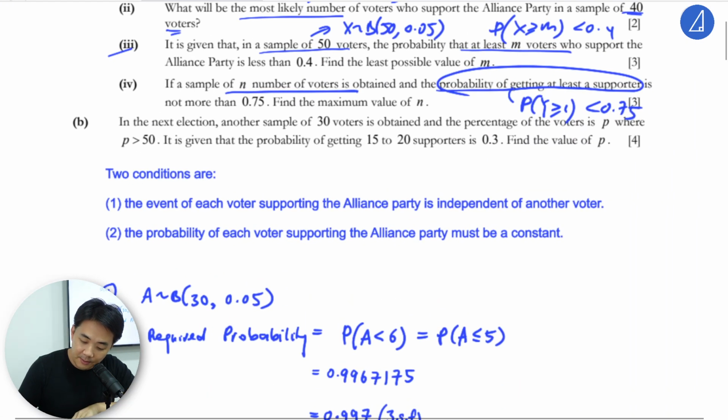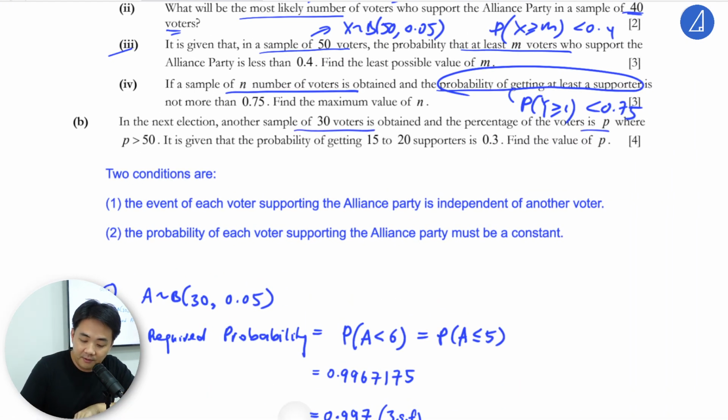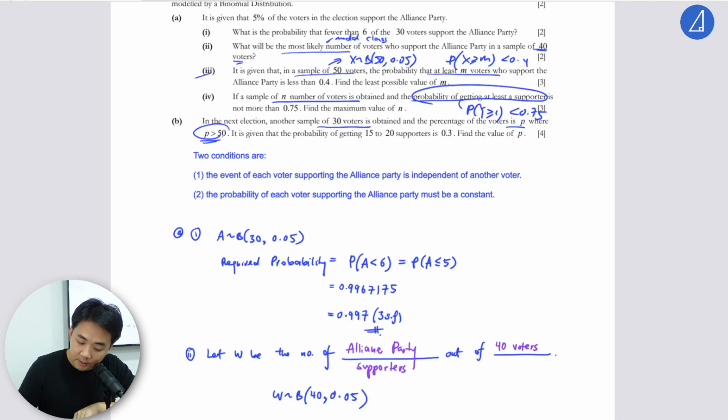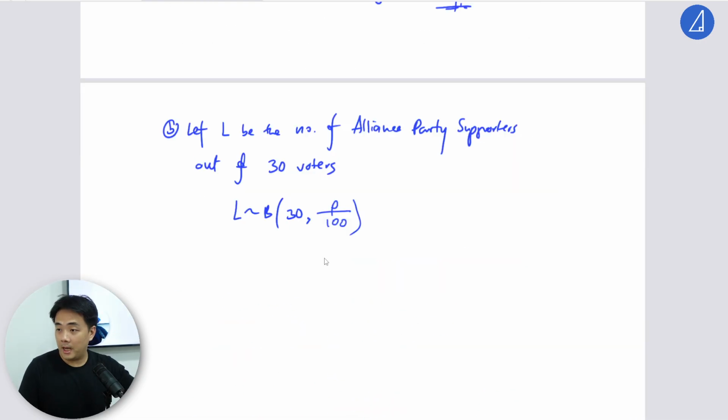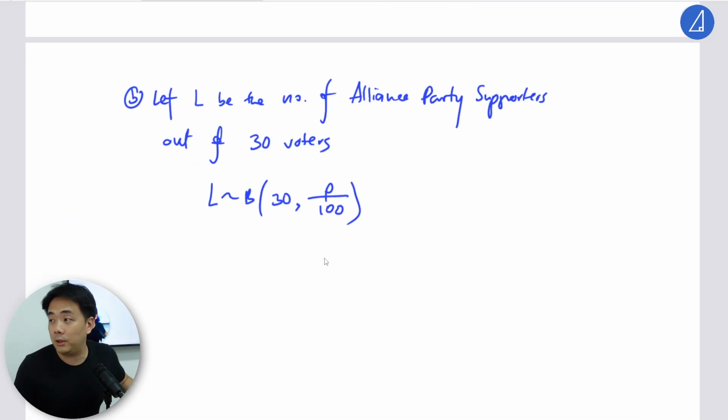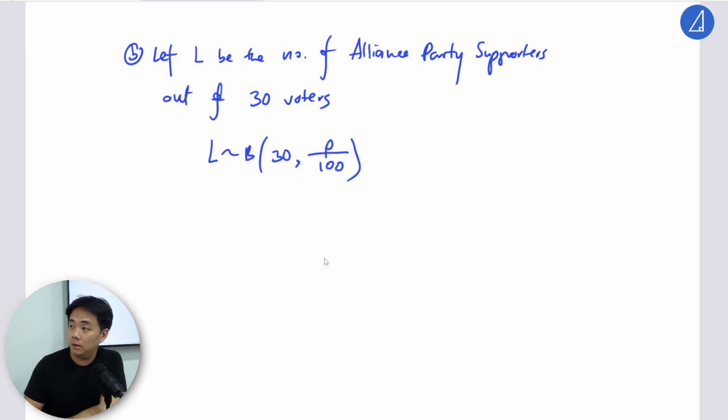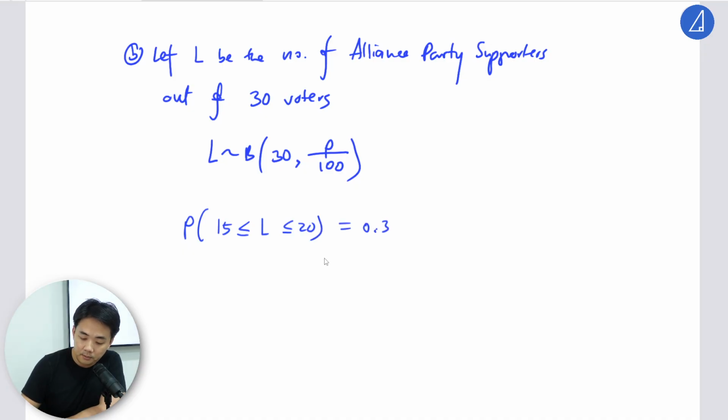Okay, last one. In the next election, a sample of 30 voters, now the support is P%, where P is bigger than 50. Given that the probability of getting 15 to 20 supporters is 0.3, find the value of P. They never say cannot use GC, so I'm just going to use GC. I'll put P divided by 100 because P is in percentage.